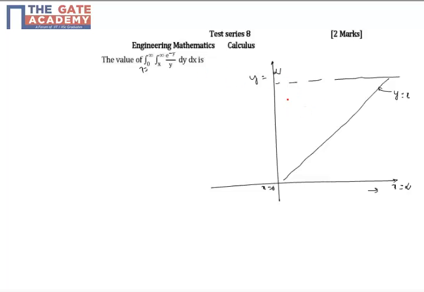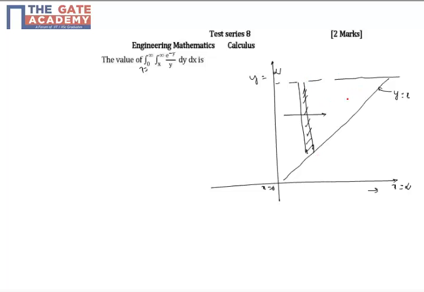So which strip has he taken? If you see the limits of x as constants, that means he has considered the strip as a vertical strip. So this is the strip whose x limits are from x equal to 0 to infinity and y limits are y equal to x to y equal to infinity.